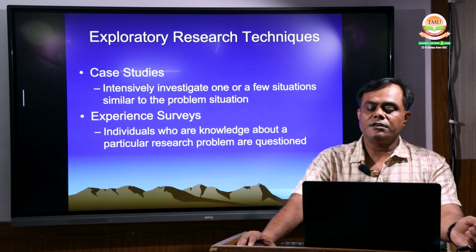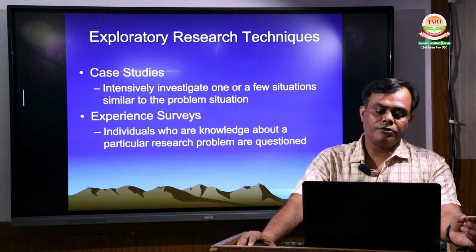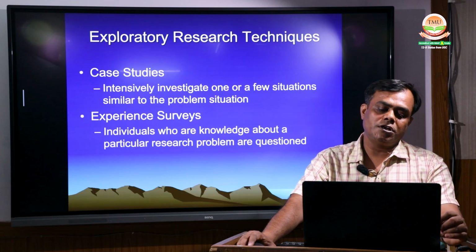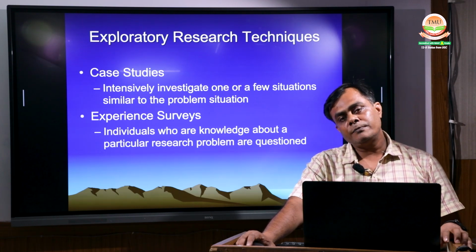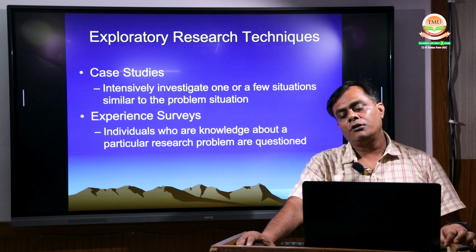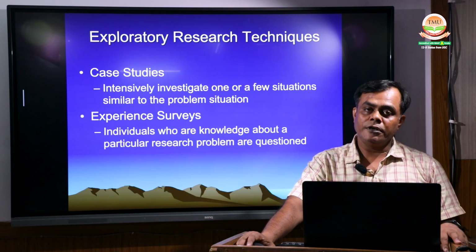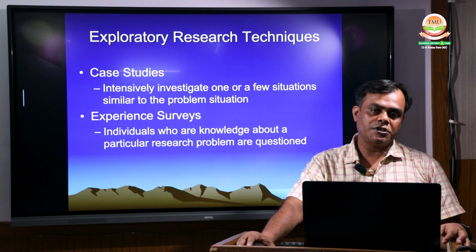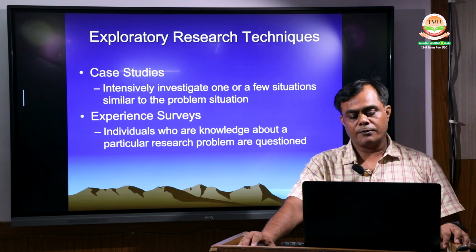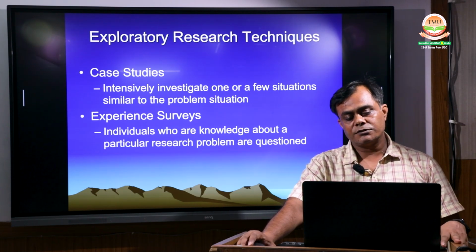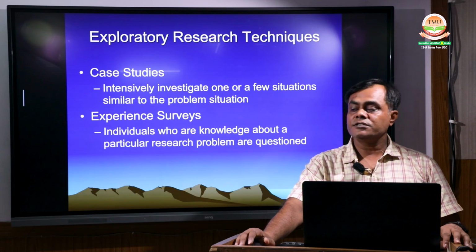Exploratory research designs take different forms depending on the nature and objective of the study. So what type of exploratory research we use all depends upon the nature of the study and the objective of the study. The following three forms are the most popular in exploratory research. The first one is the literature survey.